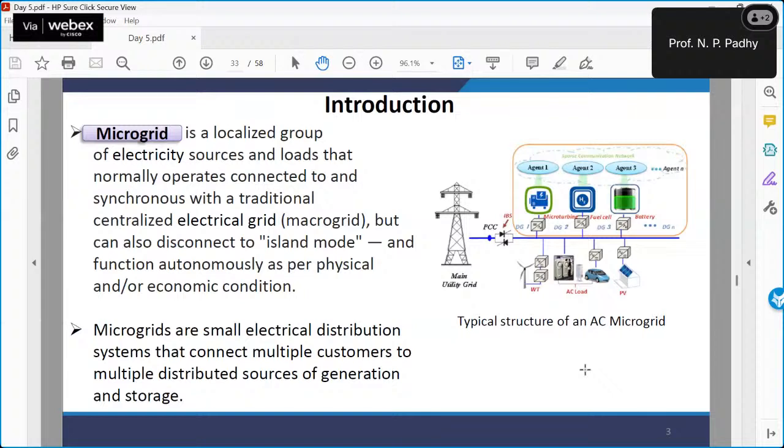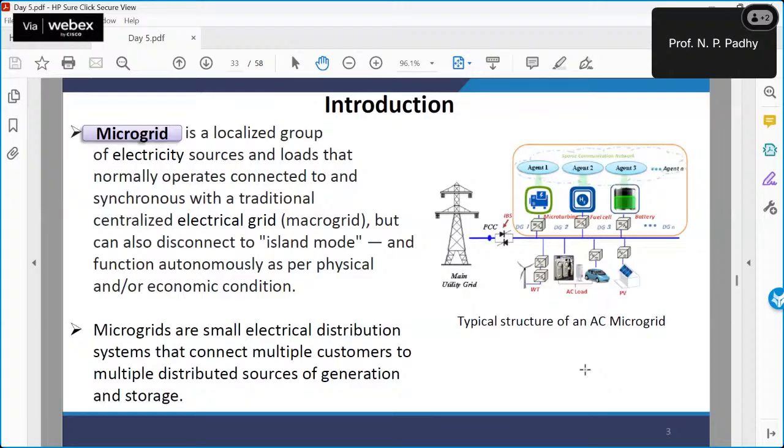Point of common coupling, which is connected to my regular AC grid. So an AC microgrid is connected to my AC grid through a point of common coupling. And within the microgrid, so many actions will take place based on its operation and mechanism of integration.